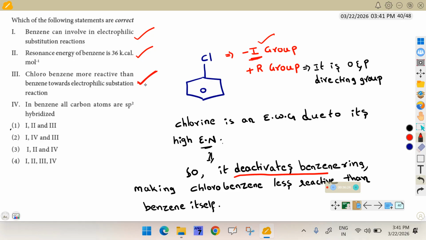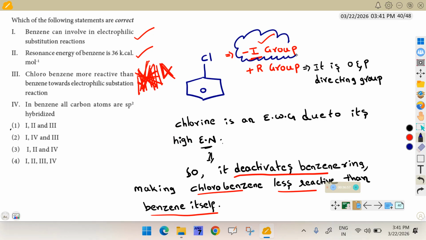So with respect to this, it is a wrong statement. It deactivates the benzene ring, making chlorobenzene less reactive than benzene itself. We are expecting this statement is correct, but this statement is wrong. Why is this statement wrong? With respect to minus I effect, chlorobenzene is less reactive. The term more reactive is wrong. The correct term here is less reactive.